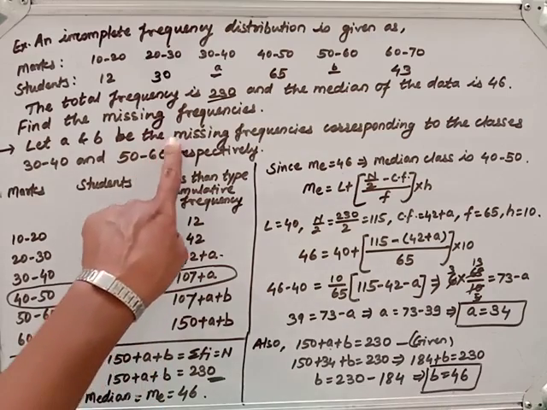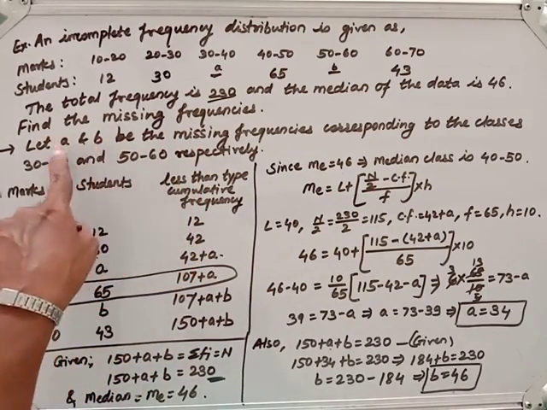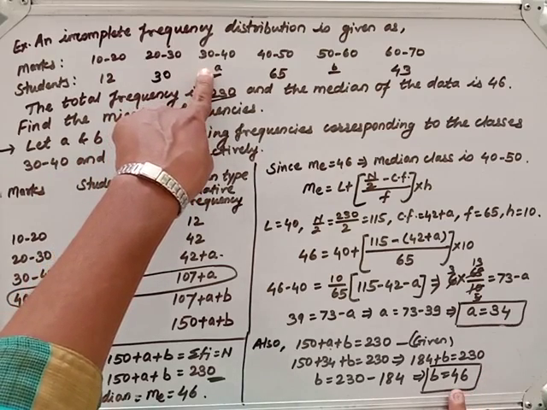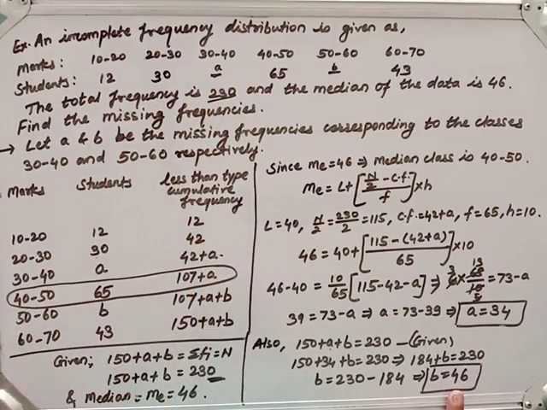So now we have assumed the missing frequencies of these classes as A and B. Our first missing frequency we got 34 and second missing frequency we got 46 from this data. So as such we can determine, if the frequencies are not given to us, then we can determine them with this rule. Now the next thing, let me take the median by graphical method.